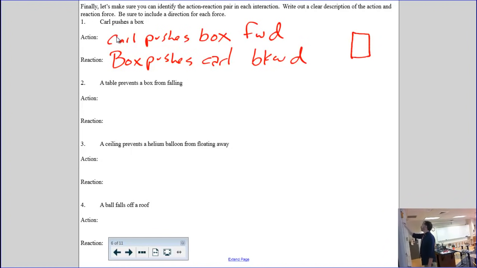Okay? And so your drawing should look like this. Here's your box. Here's the force of Carl. Here's Carl. Here's the force of the box. Okay?